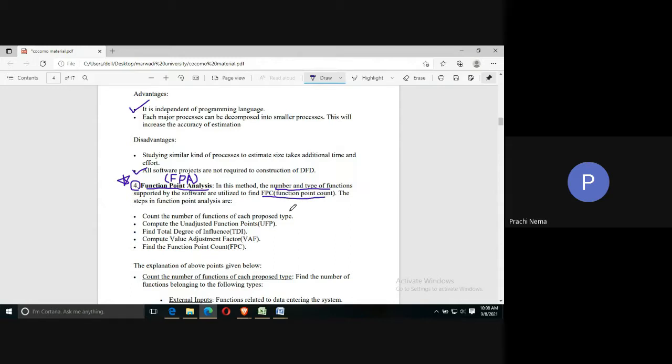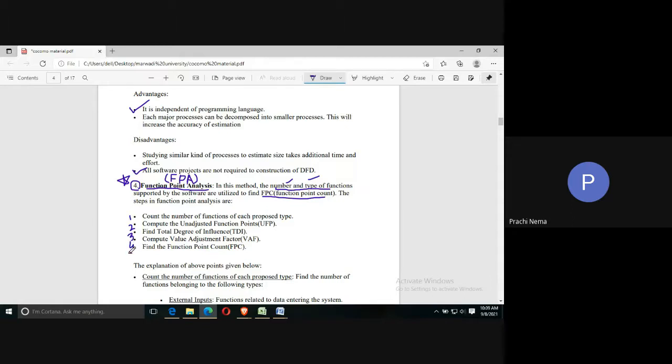In function point analysis, we calculate the function point count on the basis of the number and type of functions available or supported by the software. For doing so, there are various steps, and those 5 steps are listed here, to calculate the function point count, that is FPC.